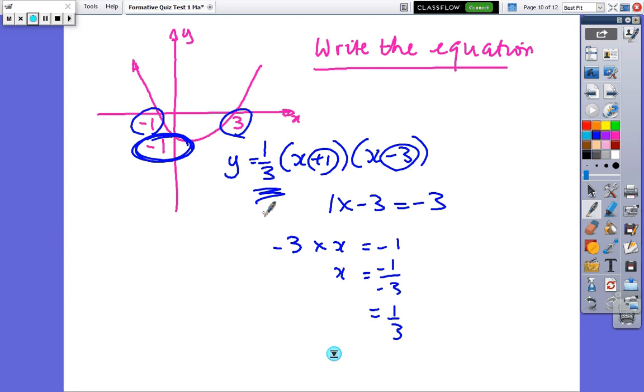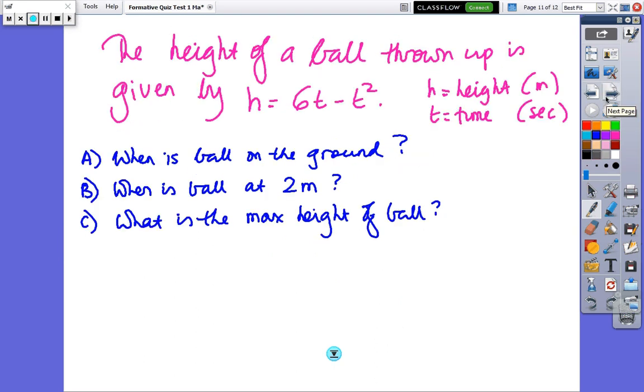Okay, moving across. Okay, the height of a ball thrown up is given by this, where h is height, t equals time. When is the ball on the ground? When the ball's on the ground, height equals 0, so just try that one. When is the ball at 2 meters? Height equals 2. And what is the maximum height? So we're looking for the turning point height, okay? Not the time, but the height. So when you're ready, have a go and come back.